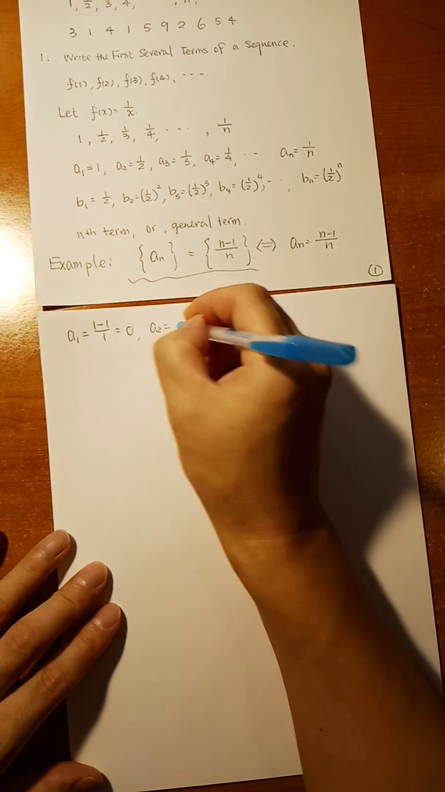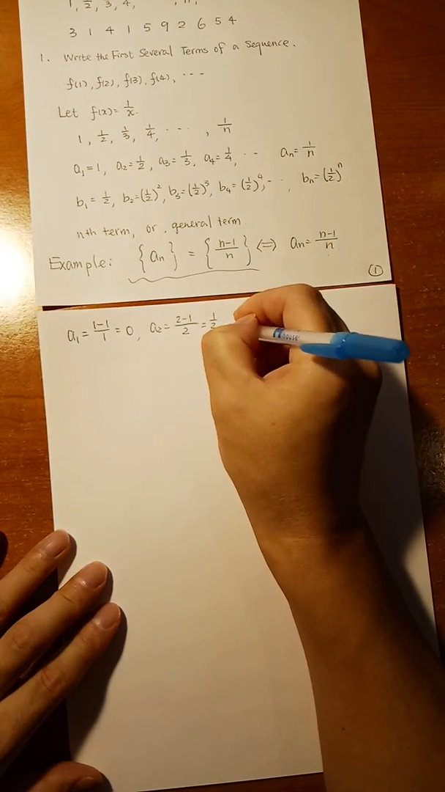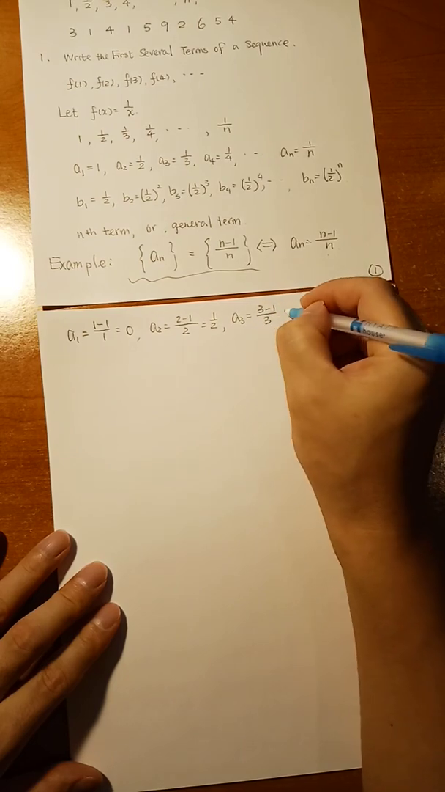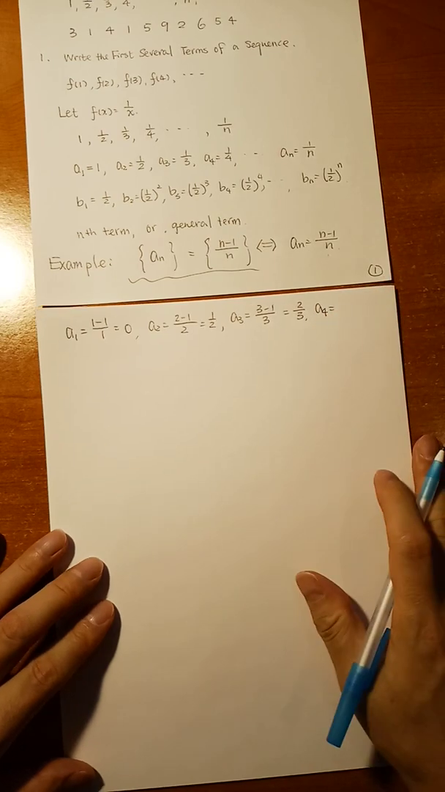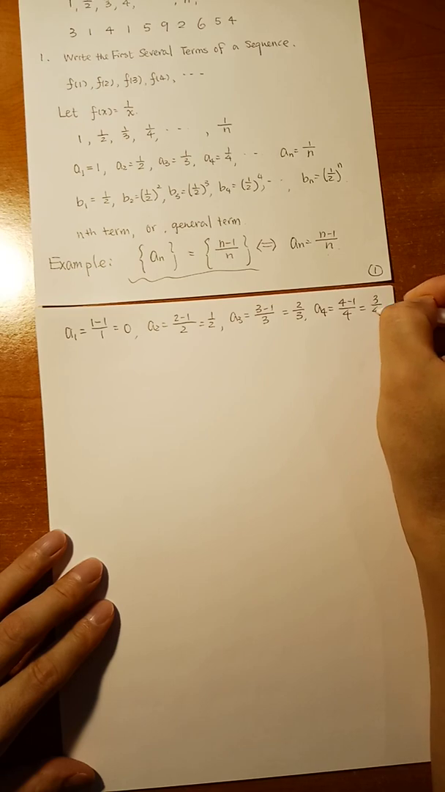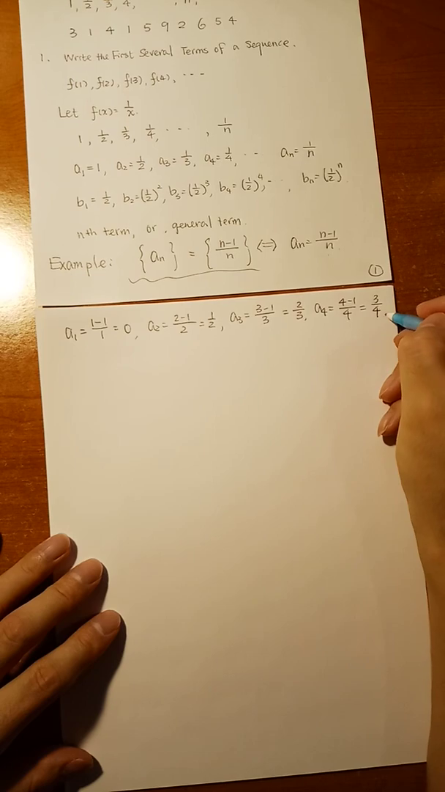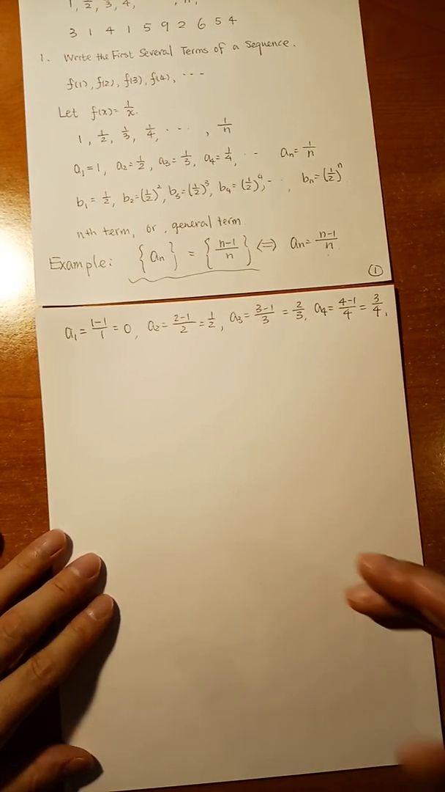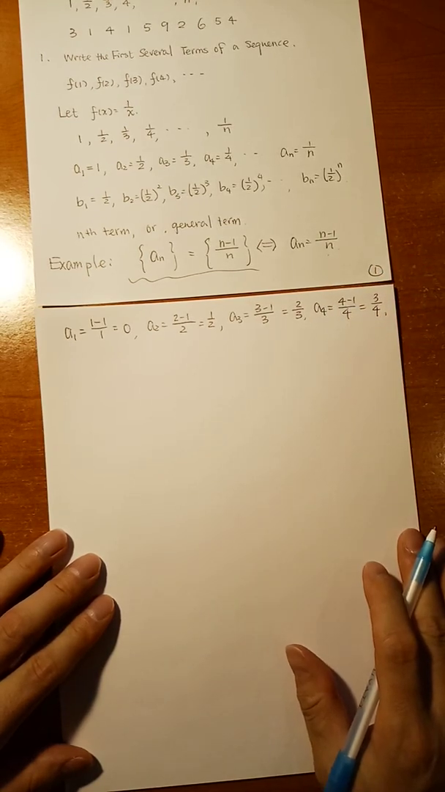And then a sub 2 is 2 minus 1 over 2, which is equal to 1/2. A sub 3 is 3 minus 1 over 3, which is 2 over 3. A sub 4 is 4 minus 1 over 4, which is 3 over 4, right? See? So we can evaluate, we can find the first several terms of a sequence when we have the general term.